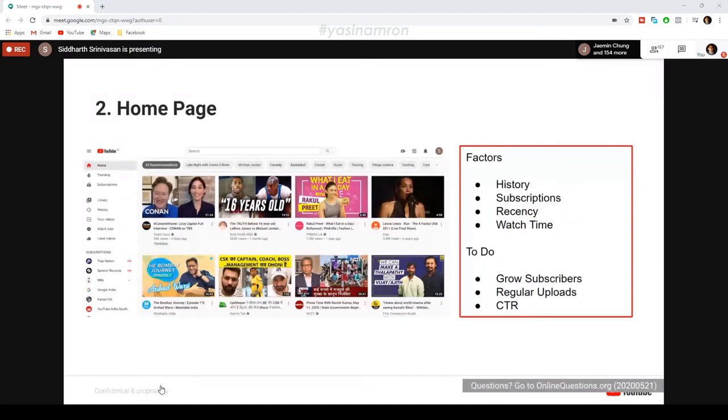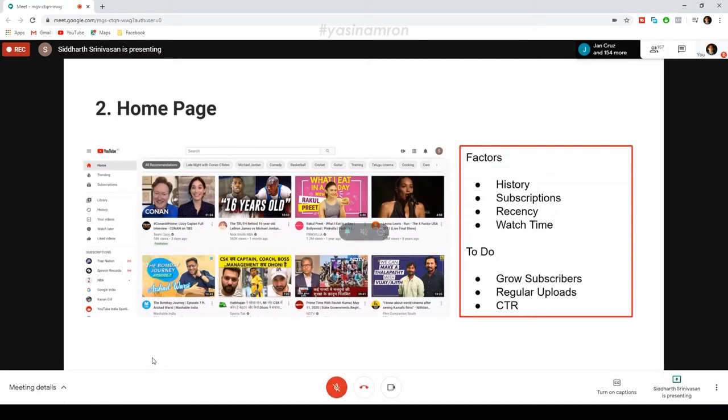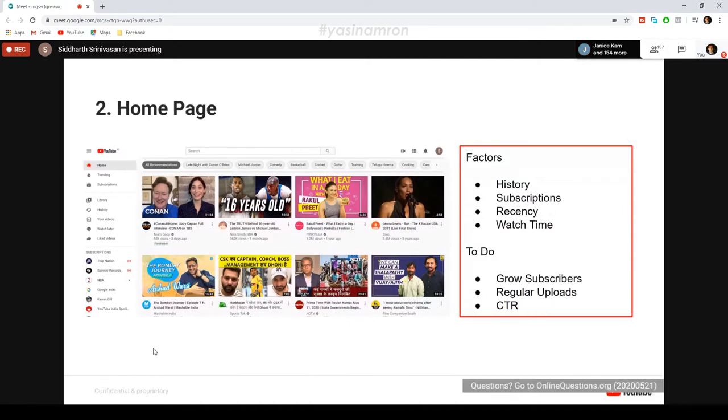So what does this really mean? First, that real estate is probably the most valuable real estate on YouTube. That first video, that second video in that feed, as you're scrolling through, people are going to look at this and react visually. When you have one or two videos on the screen, the opportunity to convert, to click on it and start watching, is a lot higher. That's the first thing you should keep in mind.